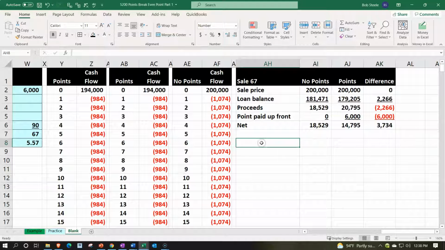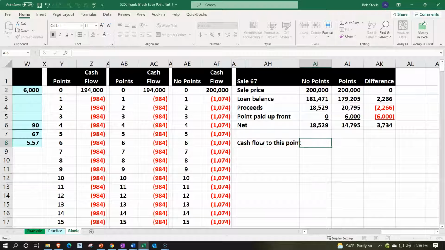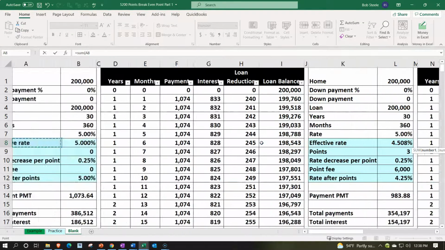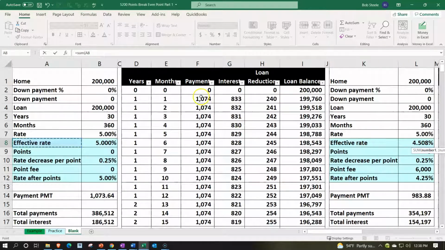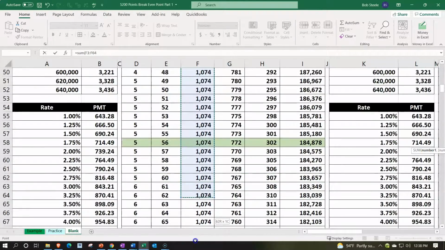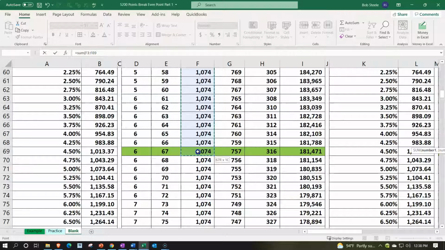And then we can see that we had cash flow. We can compare that to the cash flow we had up until this point. Cash flow to this point. Let's say for no points, we had equals the sum of the payments that we made up until that point, which were these payments on down to here. And then we included that last one we paid off as well.